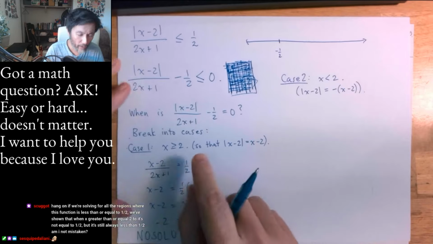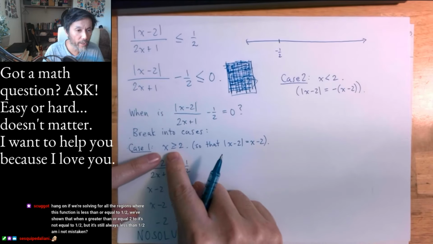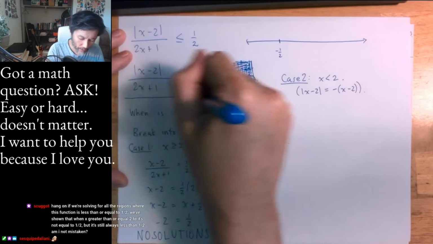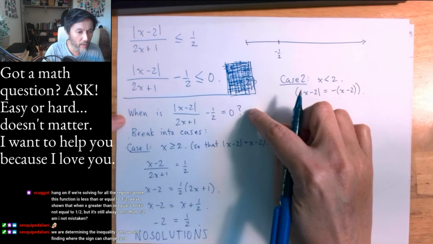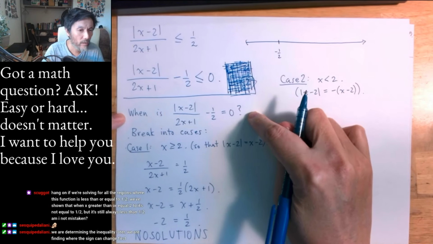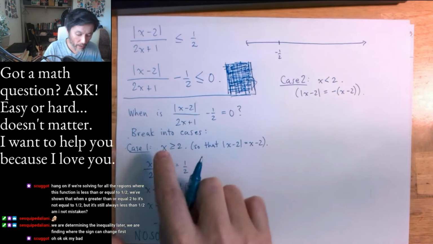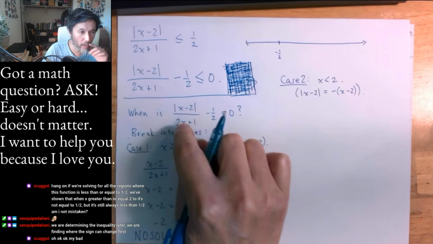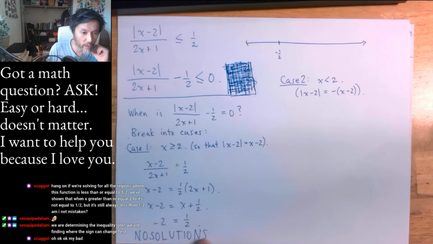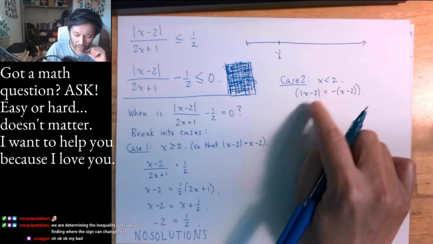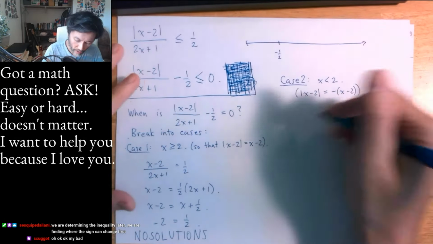No. I'm sorry. What we're trying to do right now is, apart from this question, we're answering this question. When is the absolute value of x minus 2 over 2x plus 1, minus 1/2, when is that 0? We found that in the first case where x is greater than or equal to 2, we had no solutions. In the second case, we need to solve.